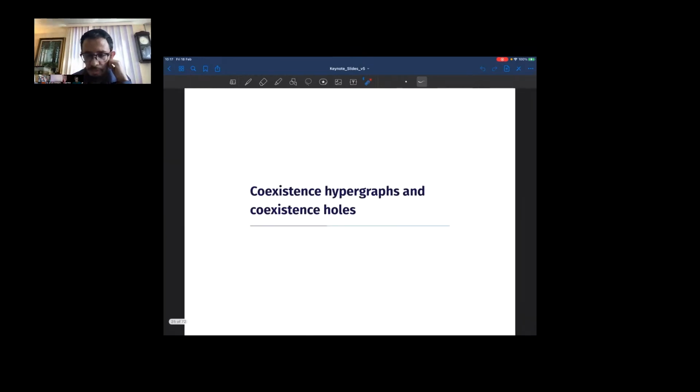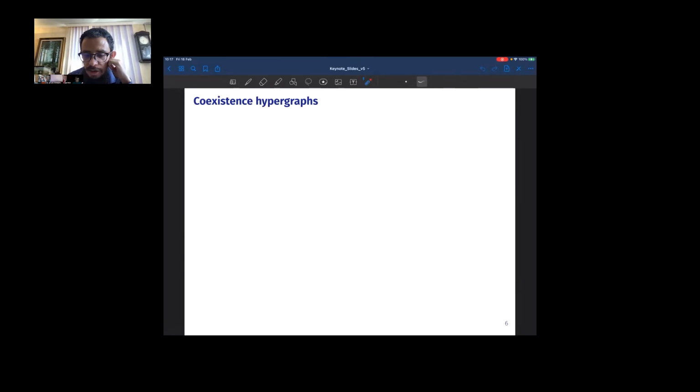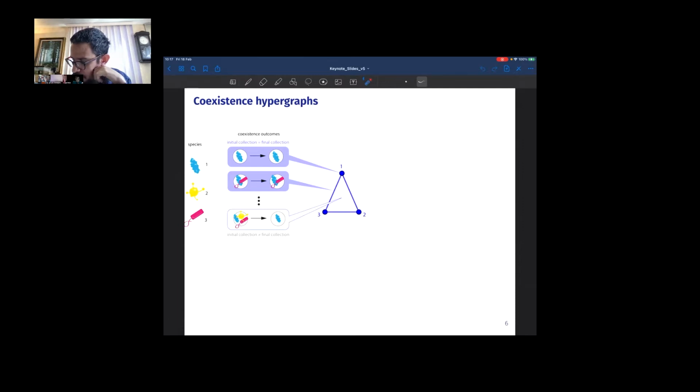Okay, so let me start from the beginning, first telling you a little bit about coexistence hypergraphs and how you define these coexistence holes. Let me tell you how they work using an example. I want to use again this example of 3 species, blue, yellow, pink. And let me imagine one hypothetical community that looks like this. So you will have the following coexistence outcomes. Imagine that it's the grass or the garden of your house, and it turns out that if you put blue alone, it will survive, and after 10 days your full garden is blue. If you put blue and pink together, they also coexist.